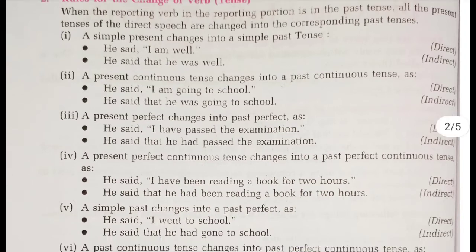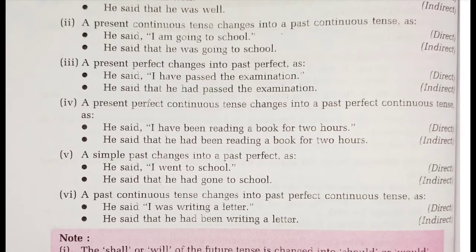Now this is very important. If the tense of the verb used inside inverted commas is already past tense, then when you change from direct speech to indirect speech, you have to convert that simple past tense into past perfect tense. Look at this example. He said, I was writing a letter. He said that he had been writing a letter. So this is past continuous tense changing into past perfect continuous tense.